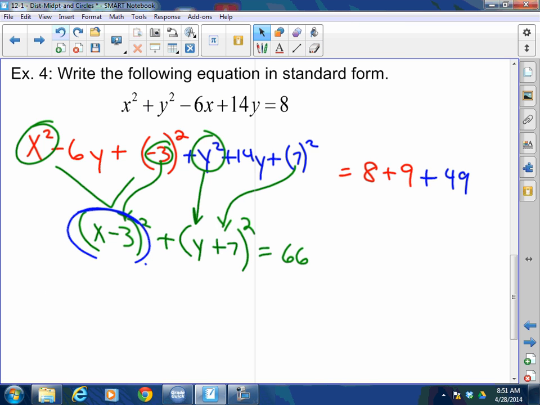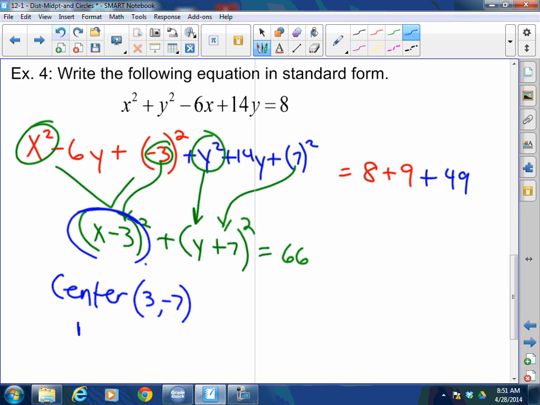But now let's just make sure we got this clear. So what is my center here, guys? 3, negative 7. Very good. And what is my radius? Whatever it is, the square root of 66, right? Which would be like 3.2 something? No, it's going to be like 8 point something. It'd be 8.12 or something like that, roughly. Okay? Does that make sense, gentlemen?